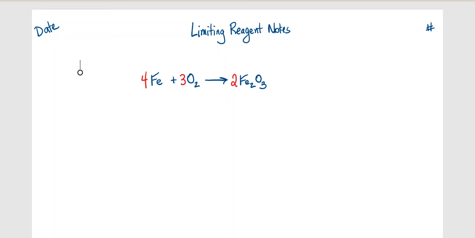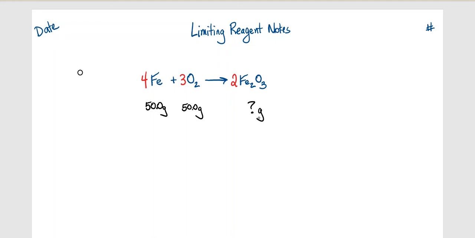The instance that we're finding ourselves in here today is we have a 50-gram pile of iron, and we're reacting it with a 50-gram pile of oxygen. And the question is, how many grams of rust will be produced when we react those 2 piles together?